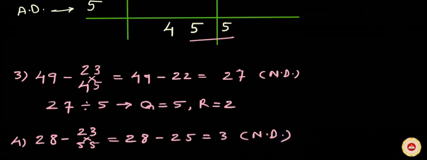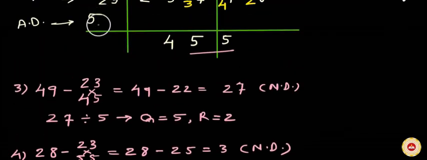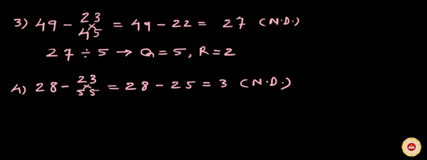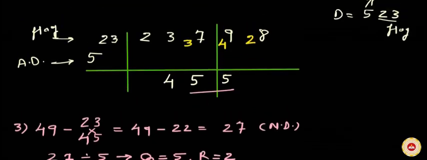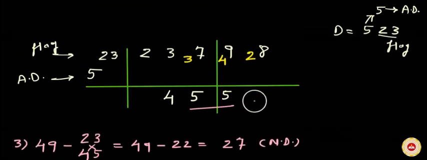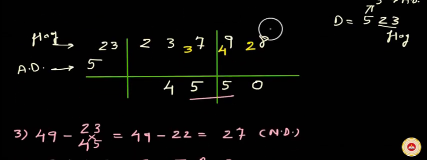Now divide the net dividend 3 by the actual divisor. What is the actual divisor? 5. Divide the net dividend 3 by the actual divisor 5, which gives us quotient, of course, 0, and remainder 3. So write quotient 0 below the gross dividend 28 and write the remainder, which is 3.